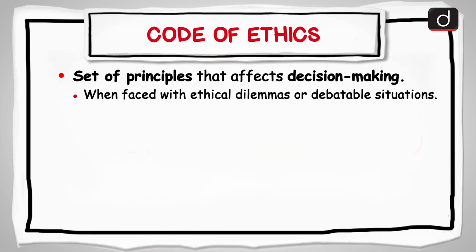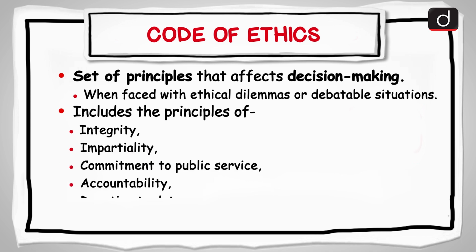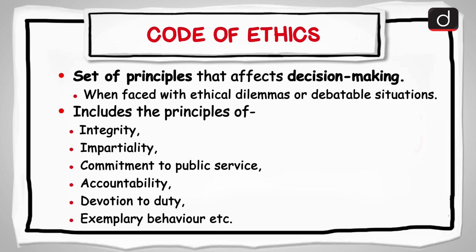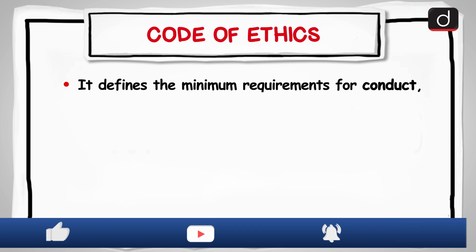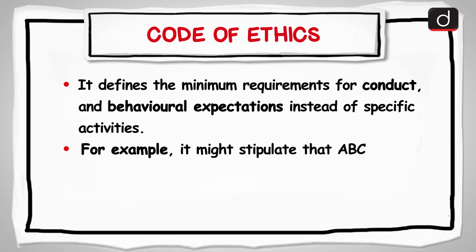These are referred to as values, which behave like the Constitution with general principles to guide behavior. It outlines a set of principles that affect decision making. When faced with ethical dilemmas or debatable situations, what is articulated in the code of ethics can help guide decision making. It would include the principles of integrity, impartiality, commitment to public service, accountability, devotion to duty, and exemplary behavior, etc. It defines the minimum requirements for conduct and behavioral expectations instead of specific activities.